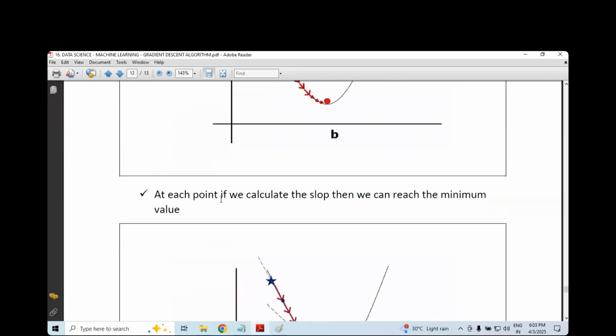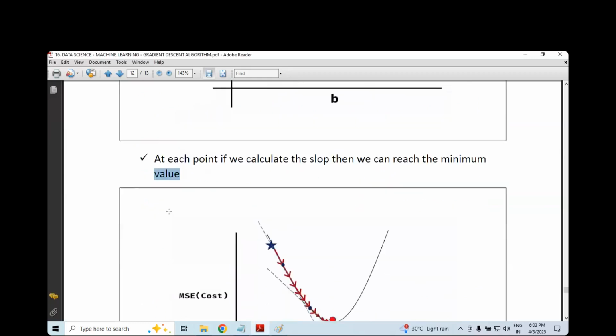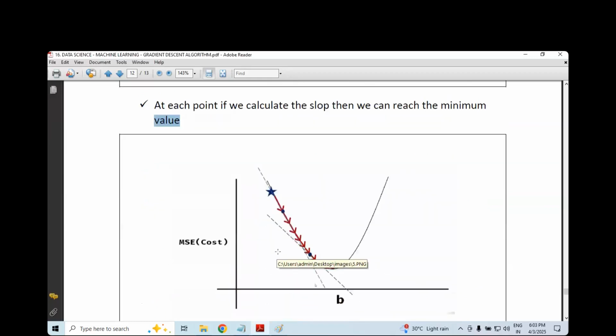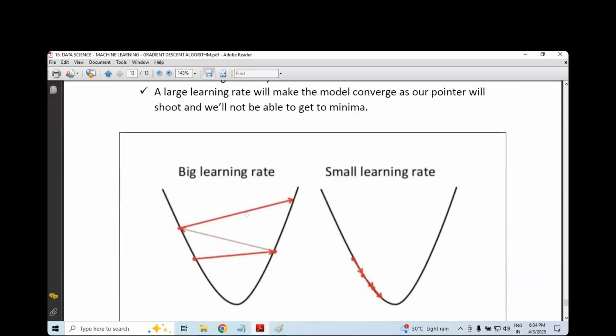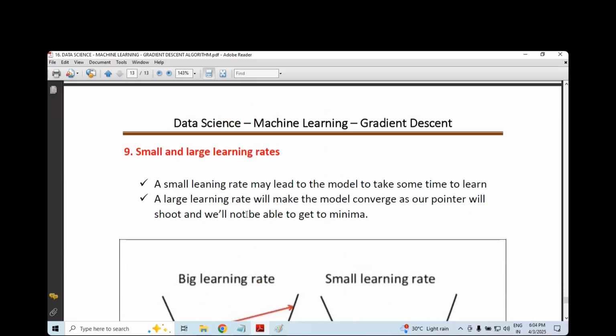At each point, if you calculate the slope, then we can reach the minimum value. If you want, I can elaborate some little math also. In the back end, there is one math topic. The topic name is called delta. Those functions will work in the back end. That too, it's supposed to travel in the downside direction only, not the upside direction. Delta, if you want, you can make a note on this one. The math is not that important, sir. One more point you need to understand.